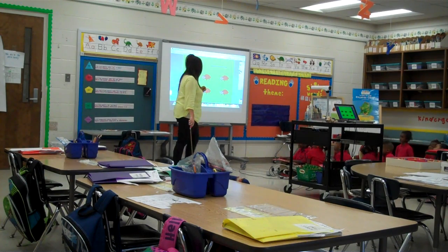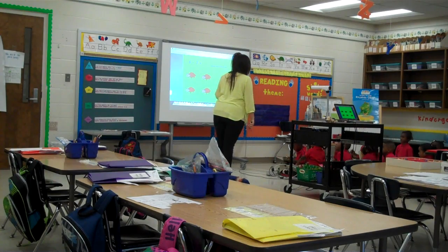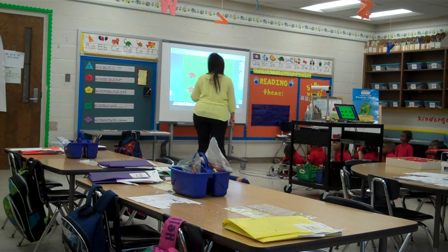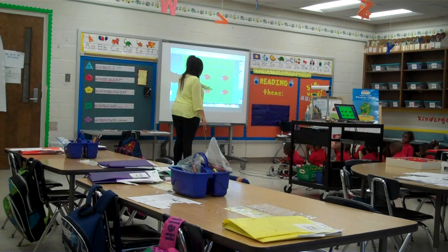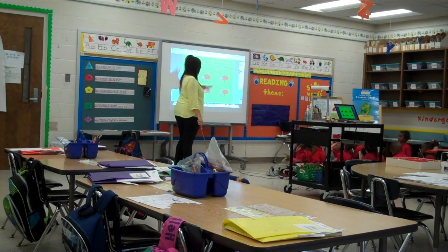Alright. These are some what? Ladybugs. And ladybugs tend to fly away, don't they? Yeah. So if a ladybug or a few of them are flying away, would you have more or less? Less. You would have less.